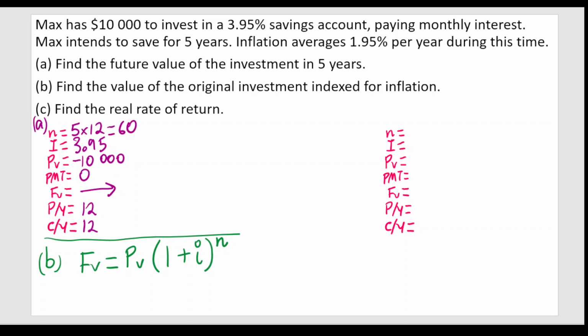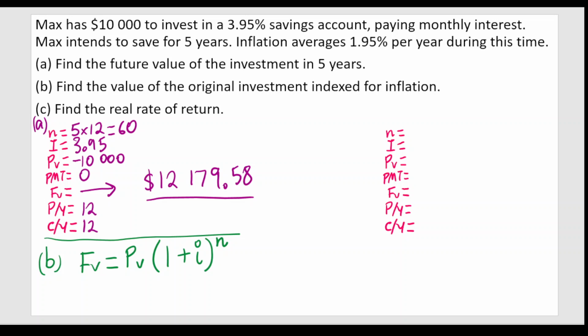So if we go into our compound interest on our calculator, 60, 3.95, negative 10,000, 0, 0, and then 12 and 12. So we're going to come out with a future value of $12,179.58. What that tells us is that after the 5 years of it sitting in that bank account, this is the principal or the present value plus all the interest that he's earned. So he's earned about $2,000 interest, which is pretty good.